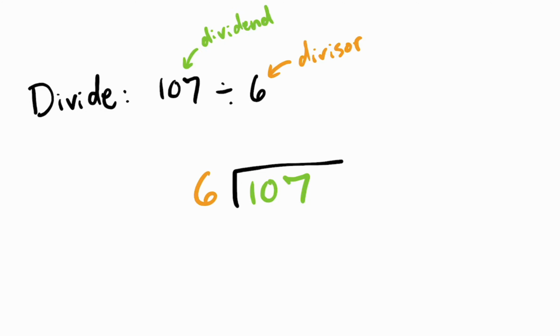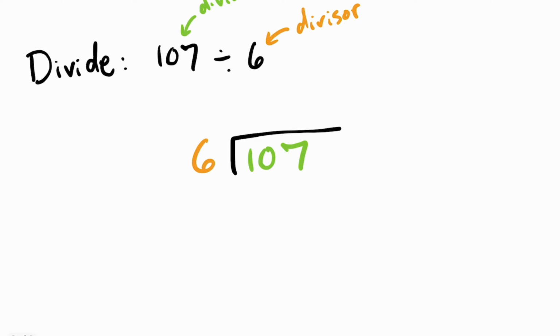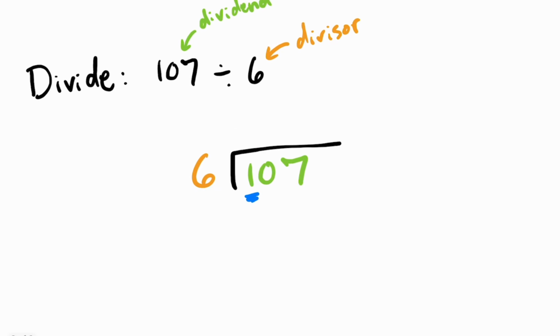So our first step in long division is to look at the first digit of the dividend and ask ourselves, does the divisor go into just that first digit? So does 6 go into 1? And if so, how many times? Now, of course, 6 does not go into 1. It's too big.